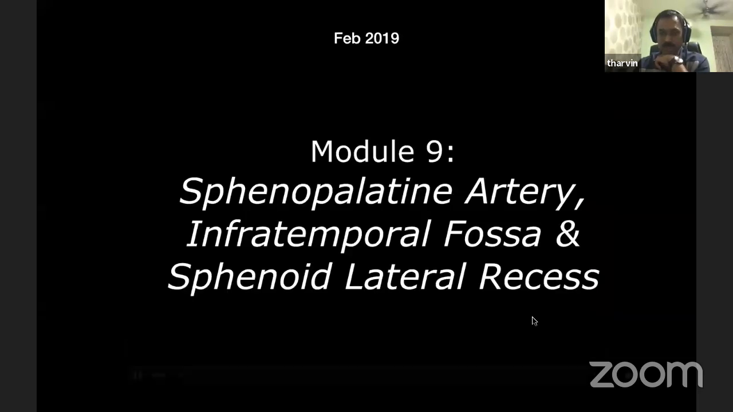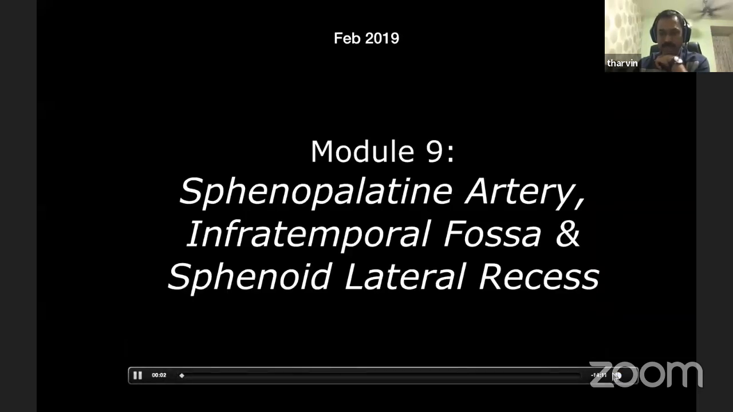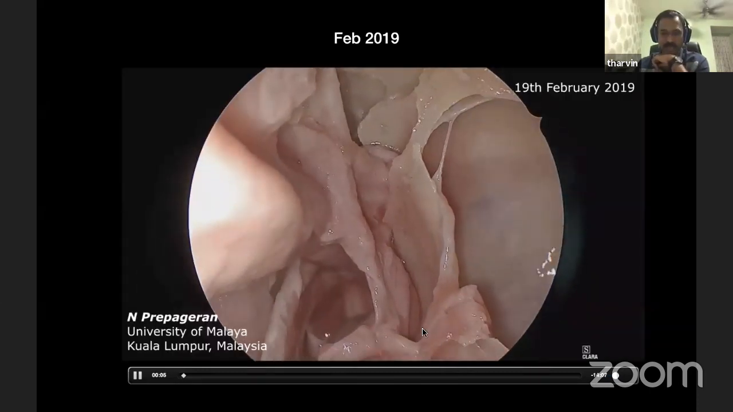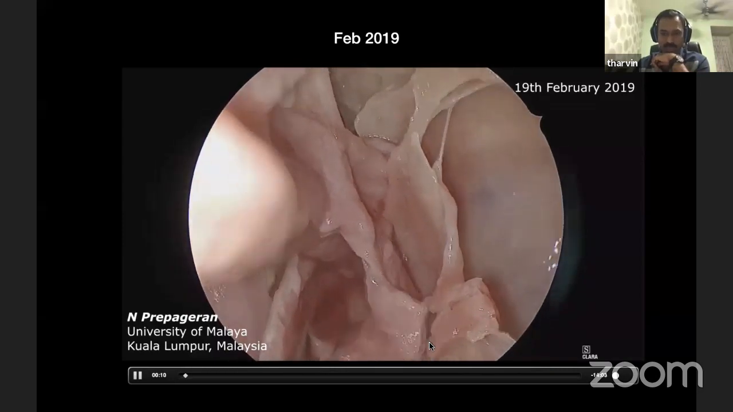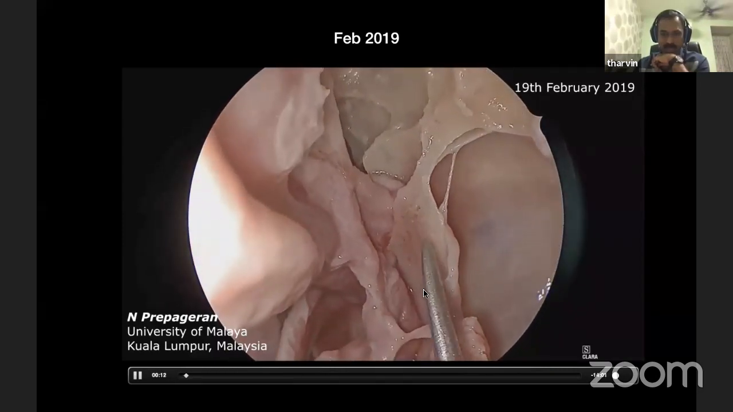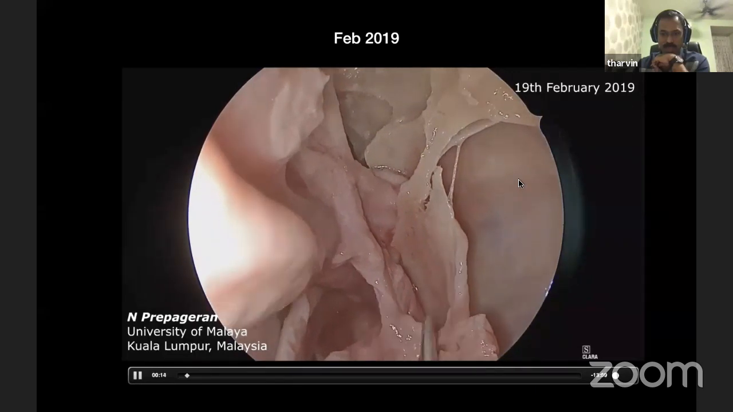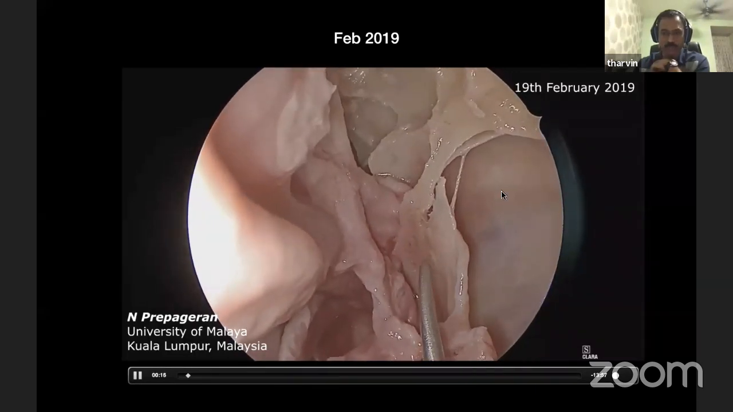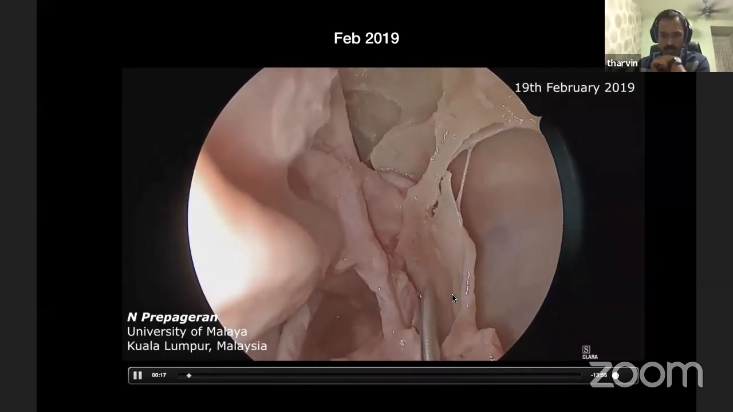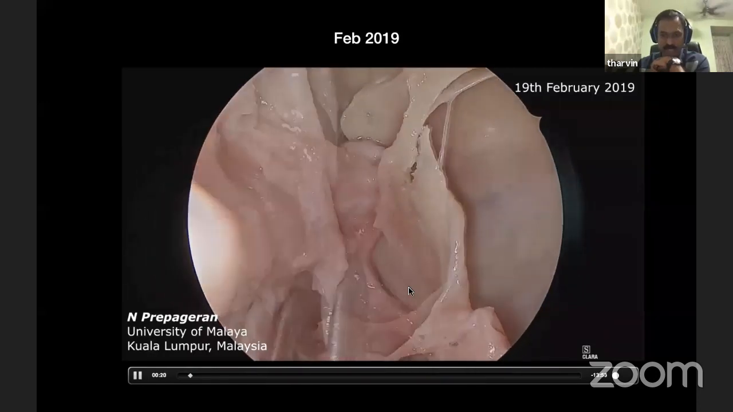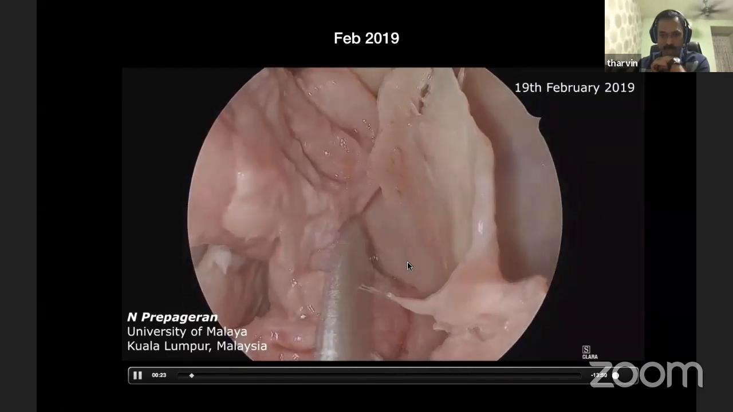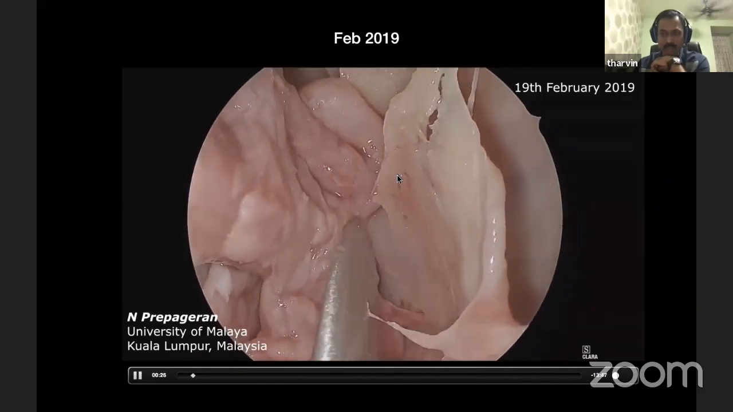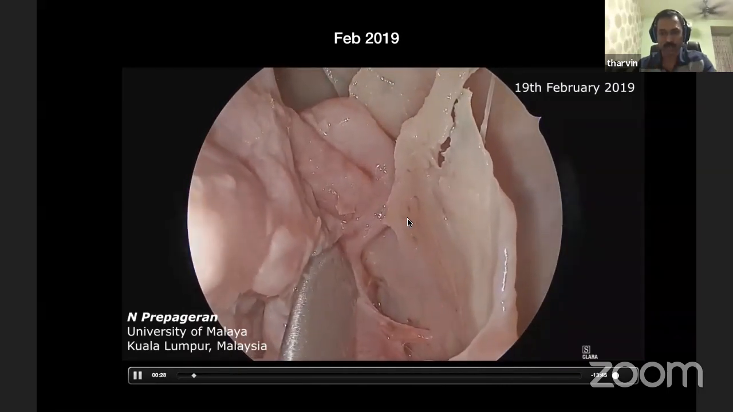Now let's go on to the module of the infratemporal fossa and the lateral recess of the sphenoid. So the first thing we need to do is to identify the sphenopalatine artery. And here you can see, to identify the sphenopalatine artery, it's at the same level as the posterior wall of maxilla. So all we need to do is go subperiosteally and dissect the submucosa away subperiosteally. And then there's only one structure here, which is the sphenopalatine artery.